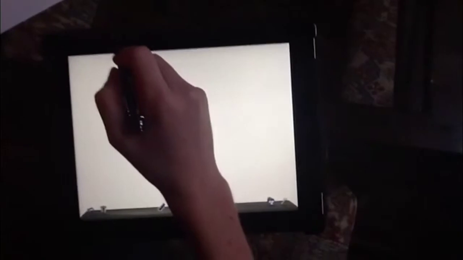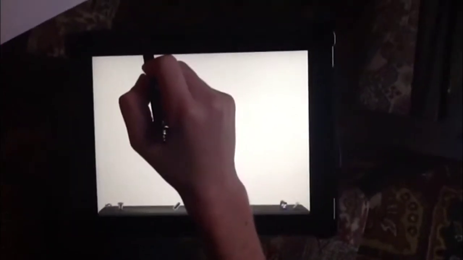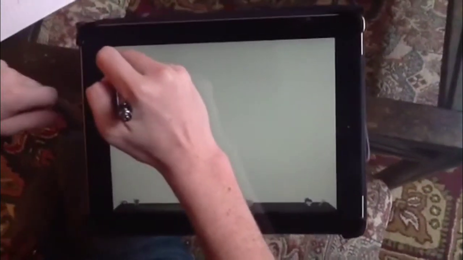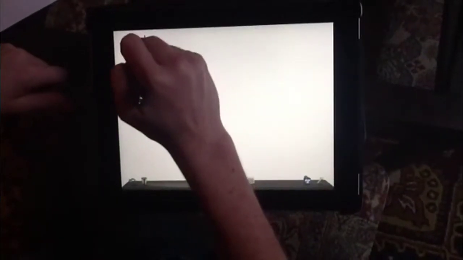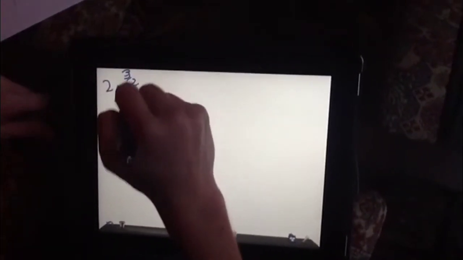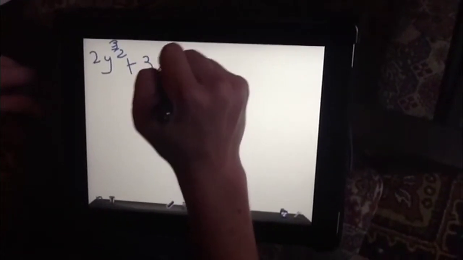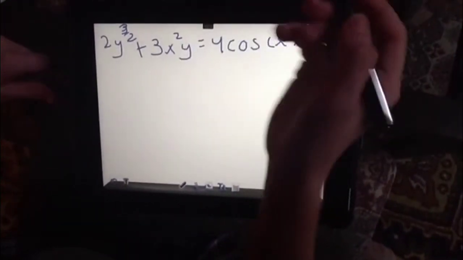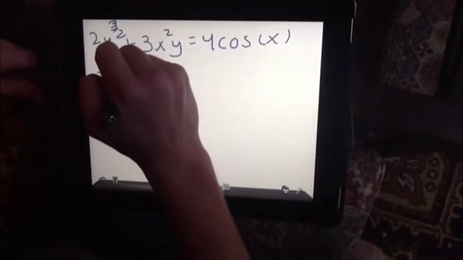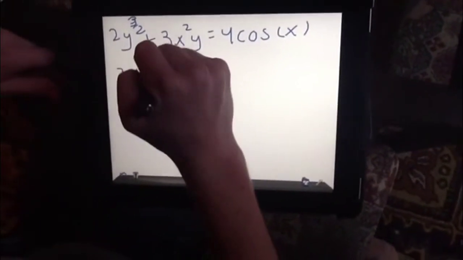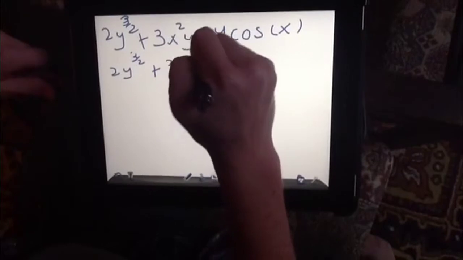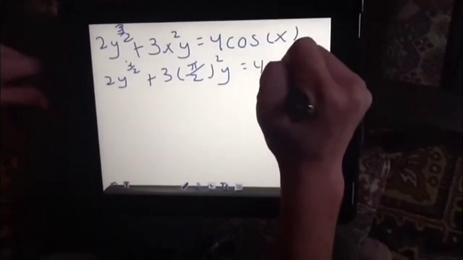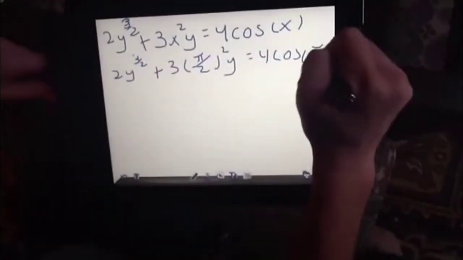Since we're finding the tangent line at x equals pi over 2, we're going to plug in pi over 2 for x back into our original equation to find the values of y. So if you remember, our original equation was 2y to the 3/2 power plus 3x squared y equals 4 cosine of x. So if we plug in pi over 2 for x, you're going to get 2y to the 3/2 plus 3 times pi over 2 squared times y equals 4 cosine of pi over 2.